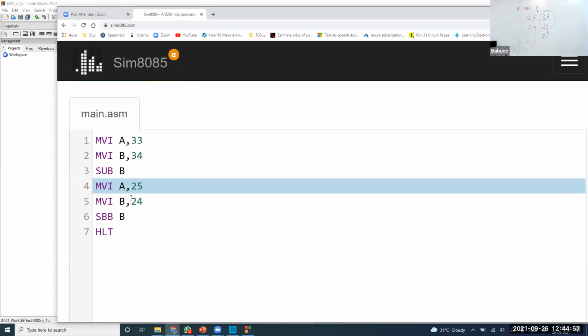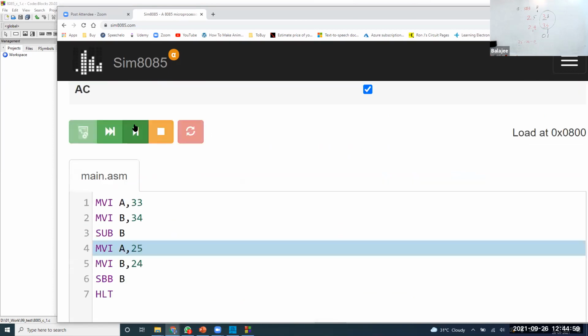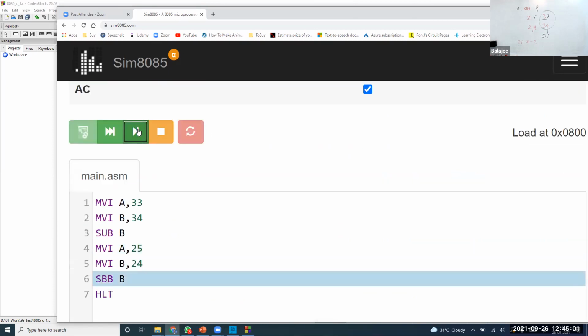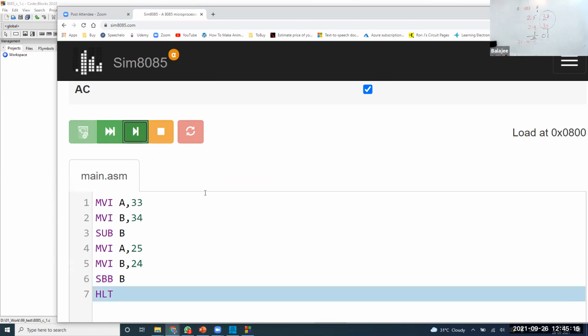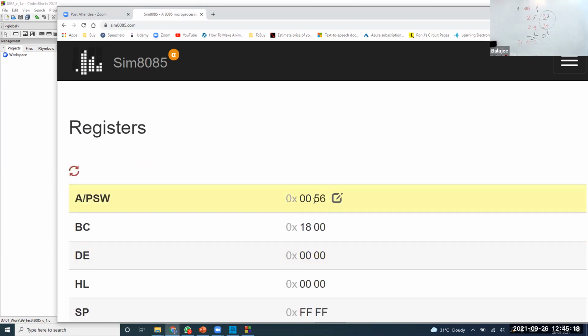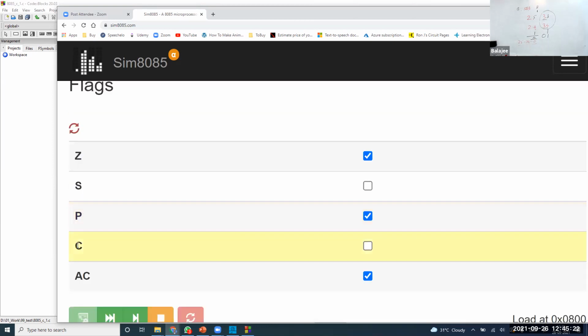Now we'll execute the remaining 3. Since this borrow is also there, I use sub borrow. Now 25 minus 24 minus 1, I get 0. The A becomes 0, and the carry flag is not set because I didn't borrow anything.